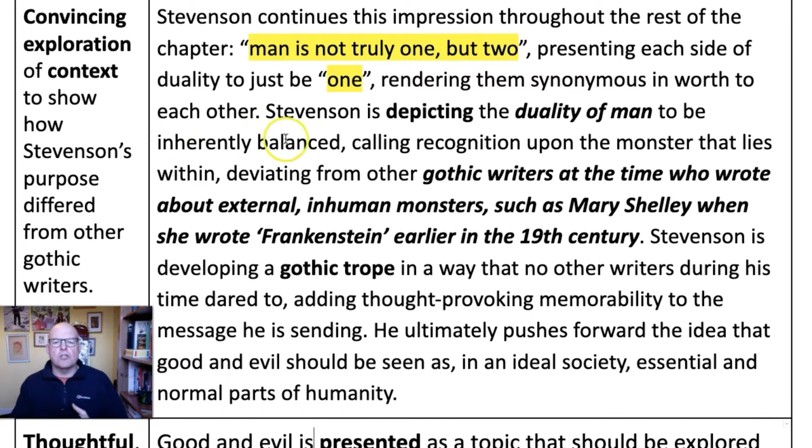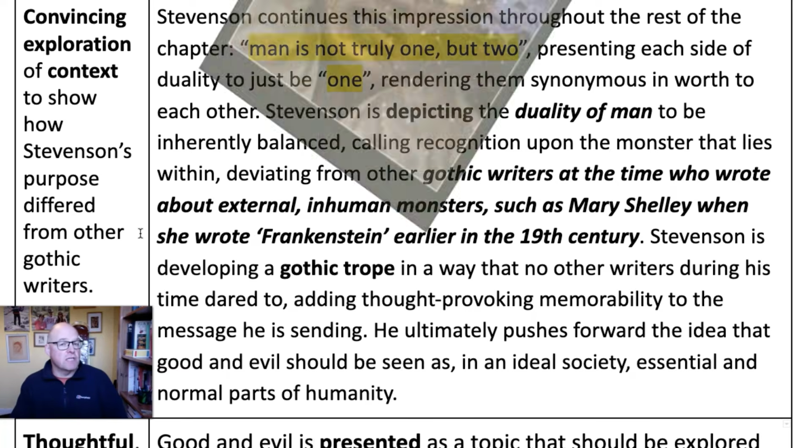Stevenson is depicting the duality of man to be inherently balanced, calling recognition upon the monster that lies within, deviating from other Gothic writers at the time who wrote about external, inhuman monsters, such as Mary Shelley when she wrote Frankenstein earlier in the 19th century.